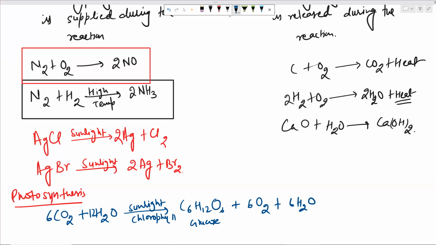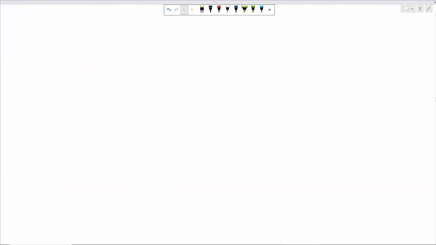Noted? Done. If I ask you what is the formula of calcium carbonate, can you tell me? No. It is CaCO3. So let me help you to write the chemical formula of the compound.